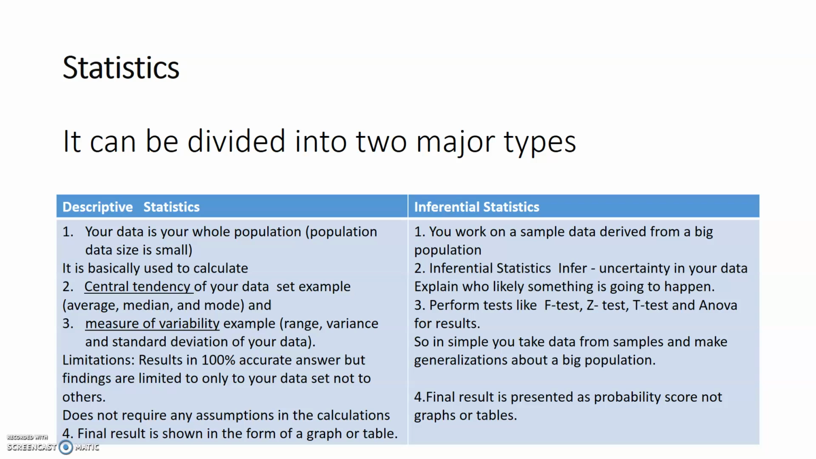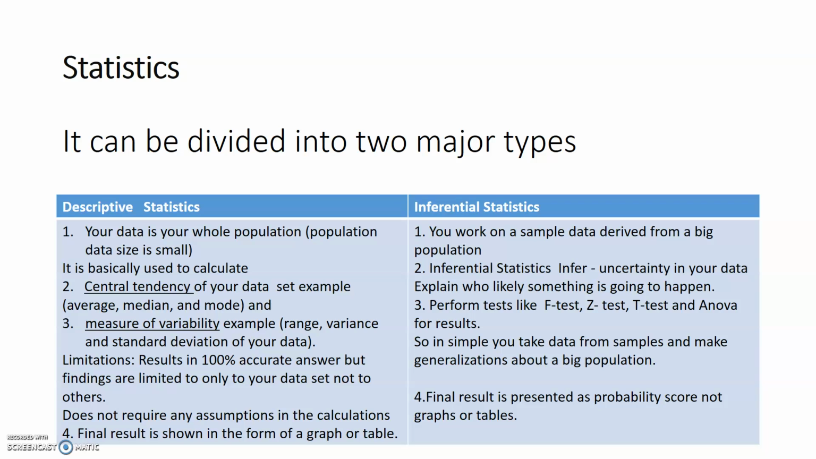Now, if I show you the other side, inferential statistics infer uncertainty in your data and explain how likely something is going to happen. We perform tests like F-test, Z-test, T-test and ANOVA for the results. So in simple terms, you take data from samples and make generalizations about a big population.